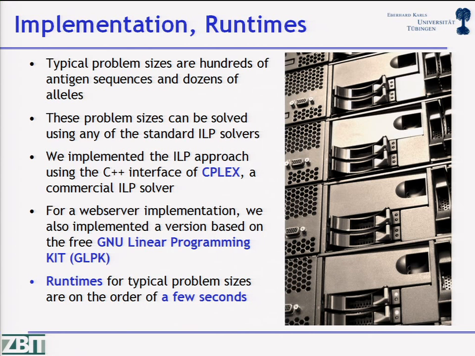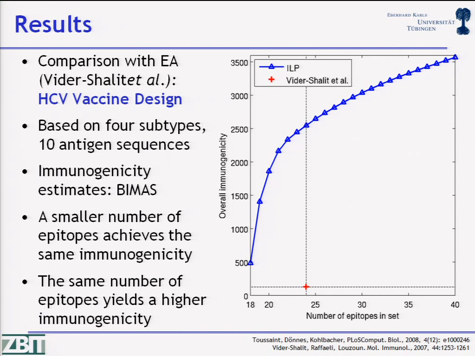Now we can compare what comes out of this with other approaches. So Wiederschalit in their paper had an example for hepatitis C virus vaccine design, which was based on 4 subtypes of HCV and 10 antigen sequences from the virus. And the immunogenicities of each epitope were determined using the BIMAS matrices.